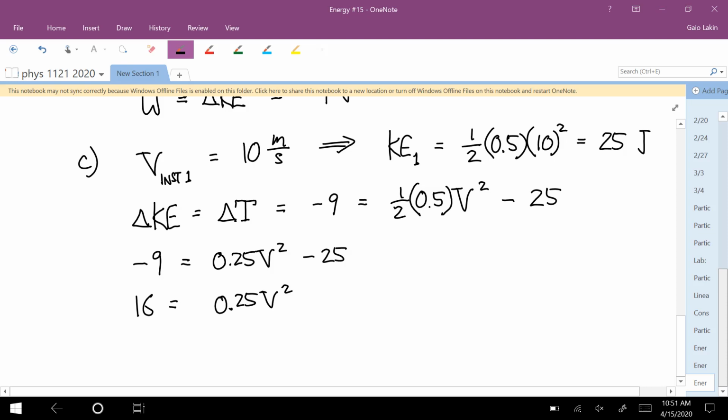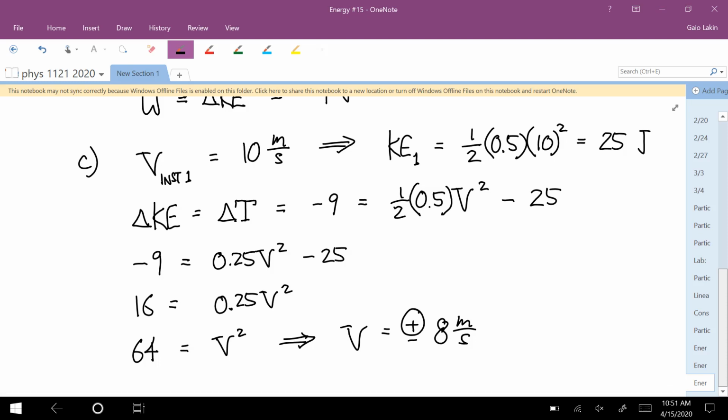So 64 is equal to v squared. And so v is equal to plus or minus 8 meters per second. It's a speed, so we want the positive. And so based on that information, we can calculate the speed at the end of this motion.